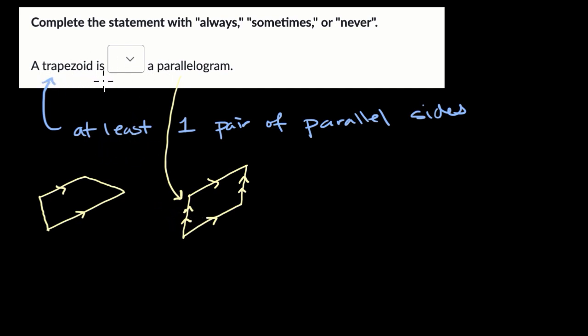They're saying a trapezoid, well, sometimes it's not a parallelogram, but sometimes a trapezoid is a parallelogram. So what we want to go with this one is sometimes. A trapezoid is sometimes a parallelogram. We see that right over here. This is not a parallelogram on the left. This is a parallelogram on the right, but these are both trapezoids.